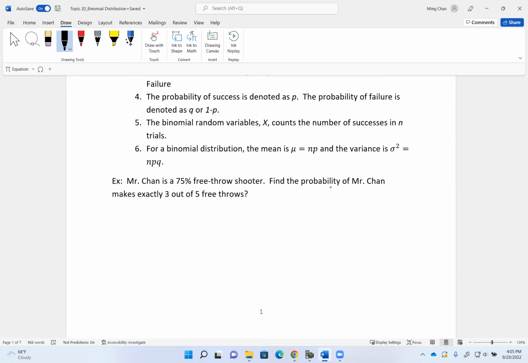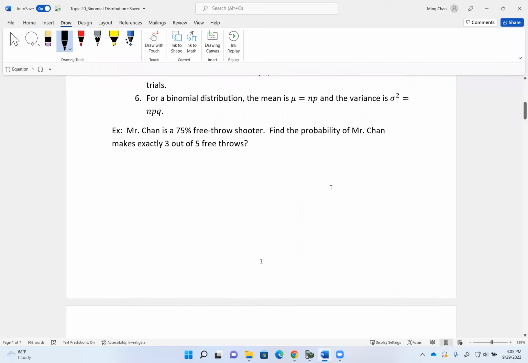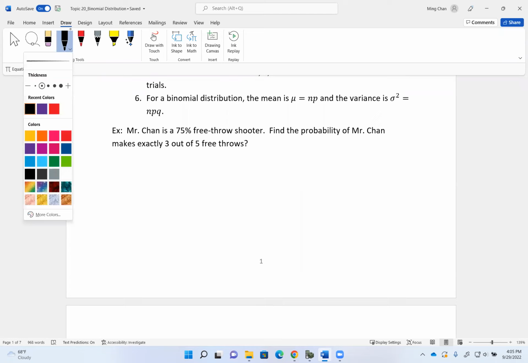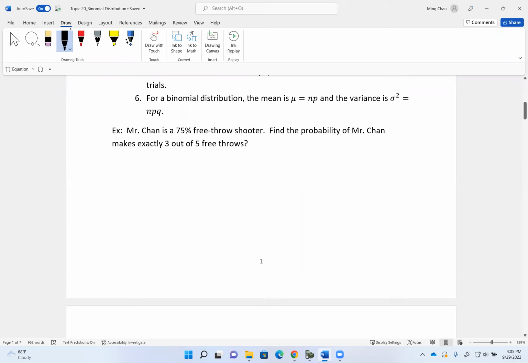Here's an example to help you understand how to calculate this binomial distribution. Let's say Mr. Chen is a 75% free throw shooter. Find the probability of Mr. Chen making exactly 3 out of 5 free throws. Exactly 3 out of 5. Let's think about this. 5 free throws: 1, 2, 3, 4, 5. Let's say I make the first one, I miss the second one, I make the third and the fourth, and I miss the fifth. Exactly 3.